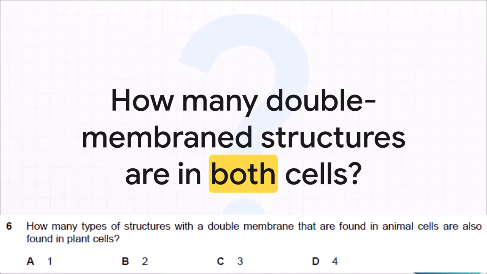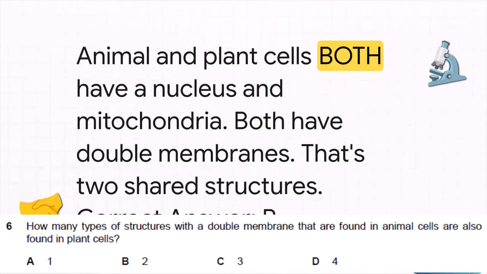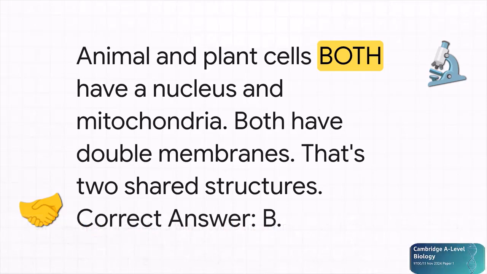It asks how many types of structures with a double membrane that are found in animal cells are also found in plant cells. The keywords here are double membrane and found in both. So let's put on our thinking caps. This one's actually pretty straightforward. Let's list the organelles with double membranes. We've got the nucleus, mitochondria, and chloroplasts.